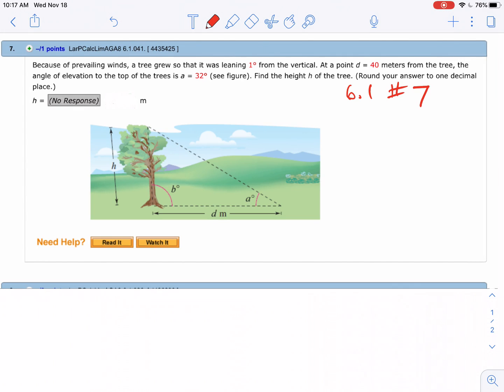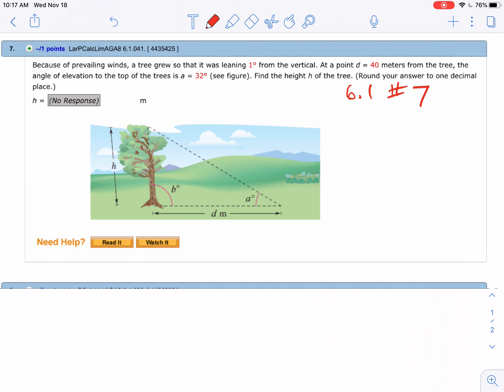6.1, number 7, we all have the same information, it's just different numbers. So they say because of prevailing winds, a tree grew so that it was leaning 1 degree from vertical.